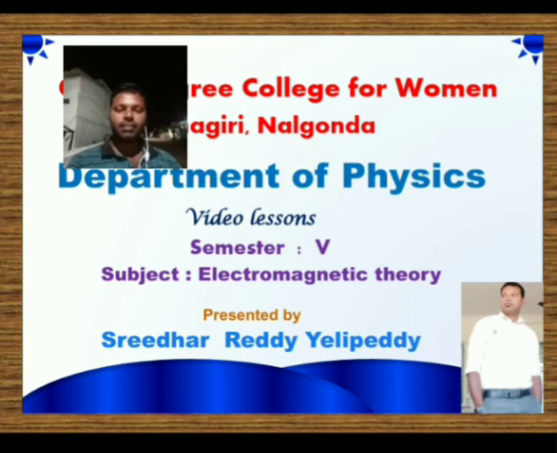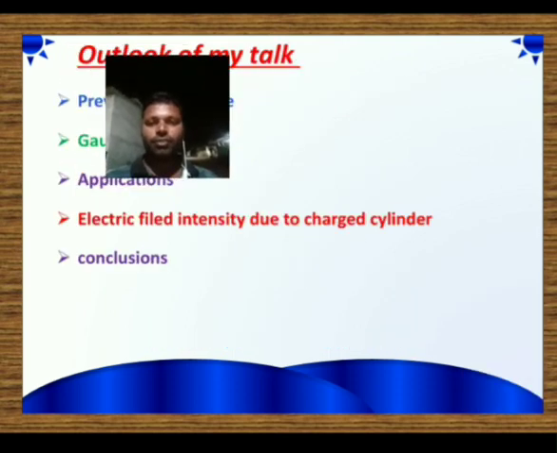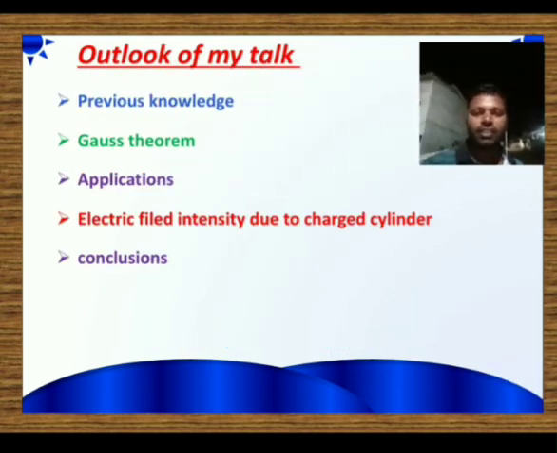This is Sridhar Reddy. Today I am going to discuss with you a topic from BSc final year semester 5, electromagnetic theory. From that, today we are going to discuss how to find electric field intensity due to a charged cylinder, which is an application of Gauss theorem. This is unit 1.